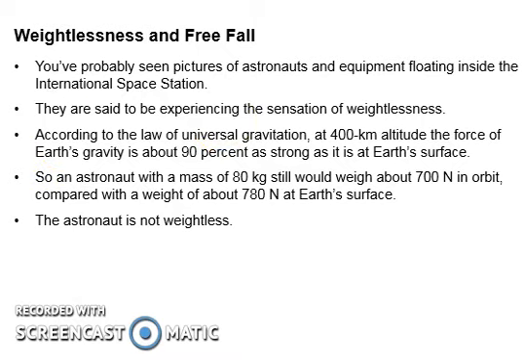According to the law of universal gravitation, at 400 kilometers altitude, the force of Earth's gravity is about 90% as strong as it is at Earth's surface. So an astronaut with the mass of 80 kilograms still would weigh about 700 newtons in orbit, compared with the weight of about 780 newtons at Earth's surface. The astronaut is not weightless.